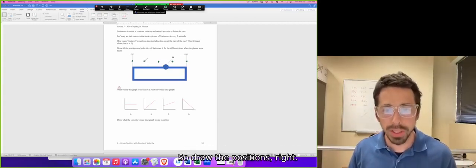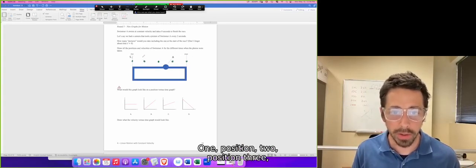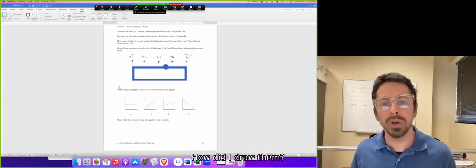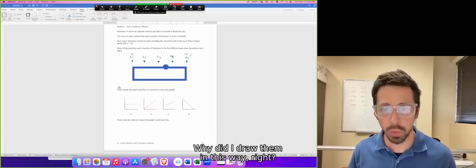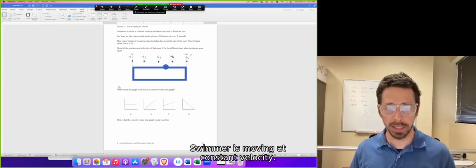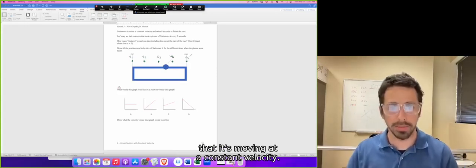So draw the positions, right? We're going to start here. I'll have this position 1, position 2, position 3, position 4, position 5. How did I draw them? Why did I draw them in this way, right? What do we know about the swimmer? Swimmer's moving at constant velocity. What about the dots tells you that it's moving at a constant velocity?